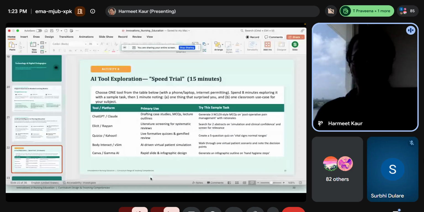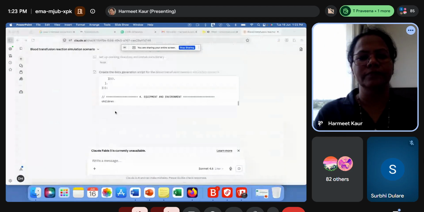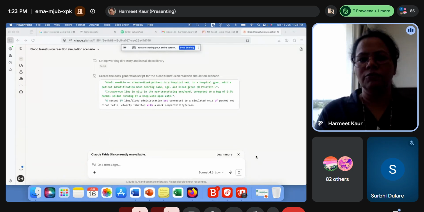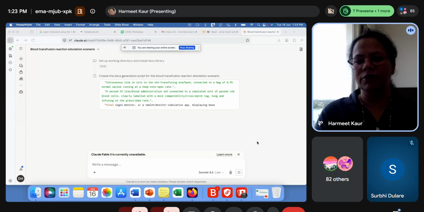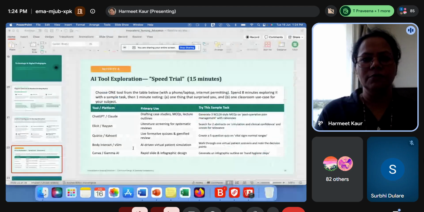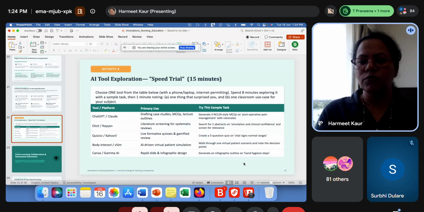Let me see whether in Claude we have got the output or not. Let me check. It is still working on that. Okay, it is still working. So let us see, in the end it will give us. In the meantime, let me go further. Now I think AI tools are clear to you.